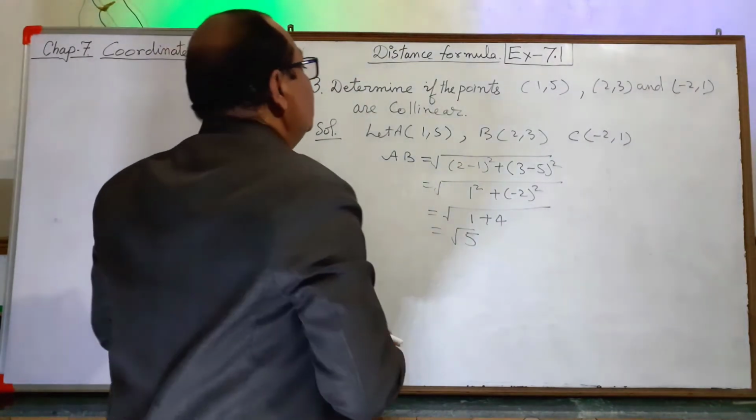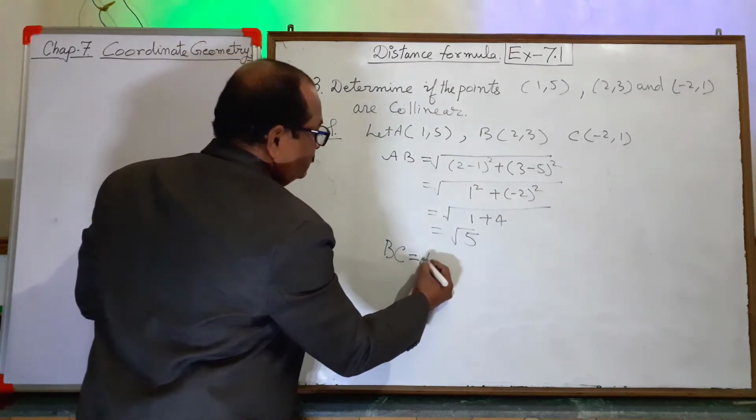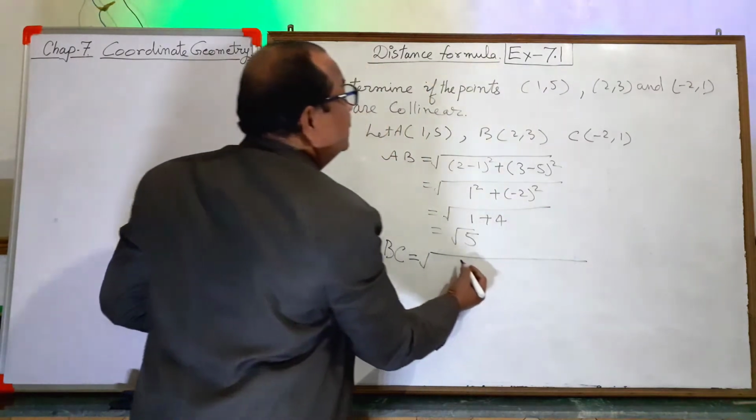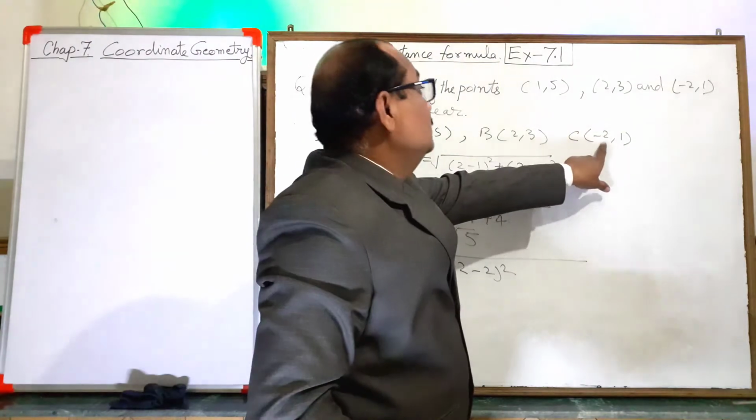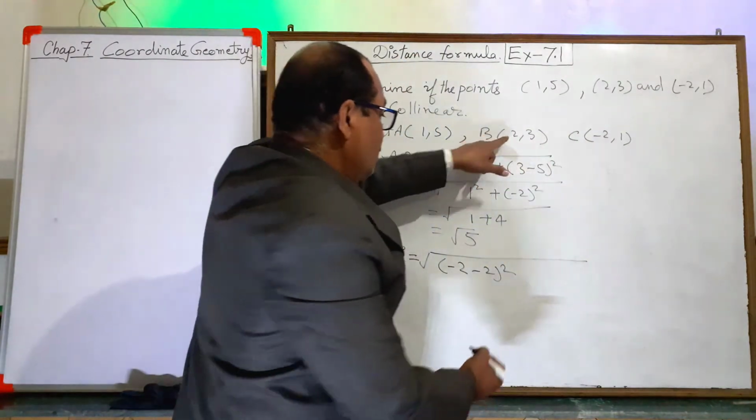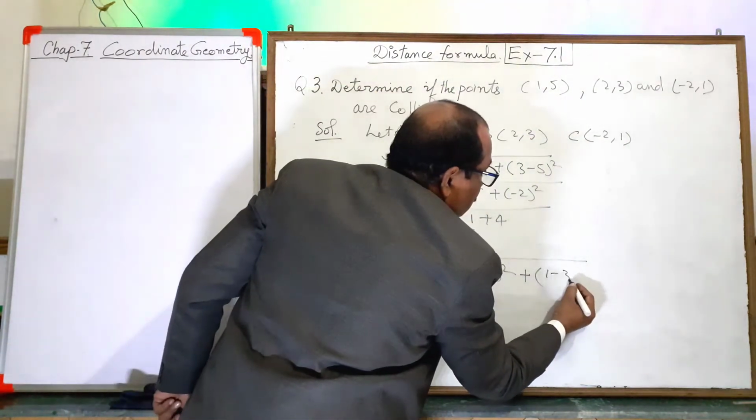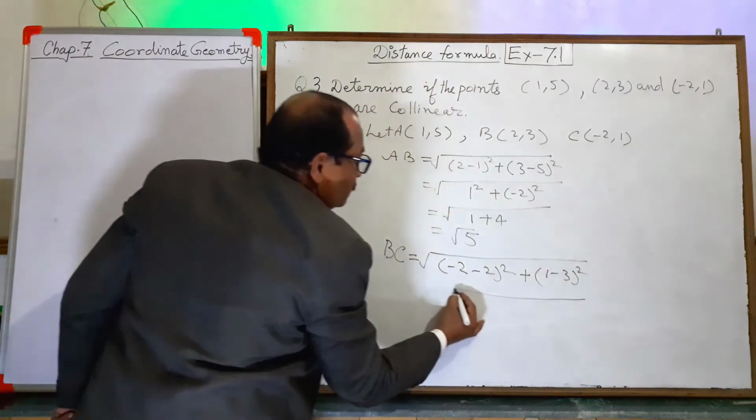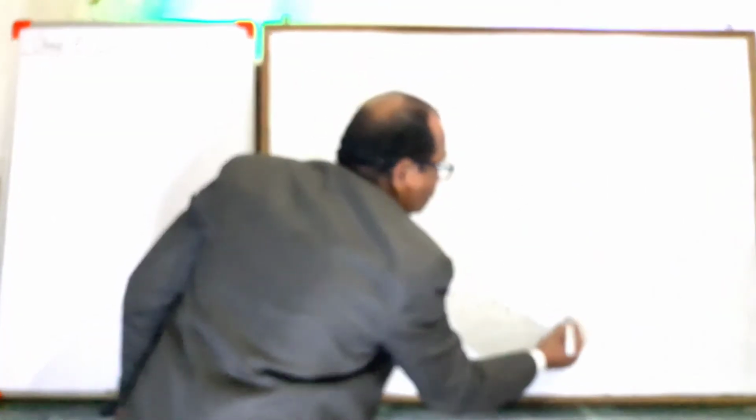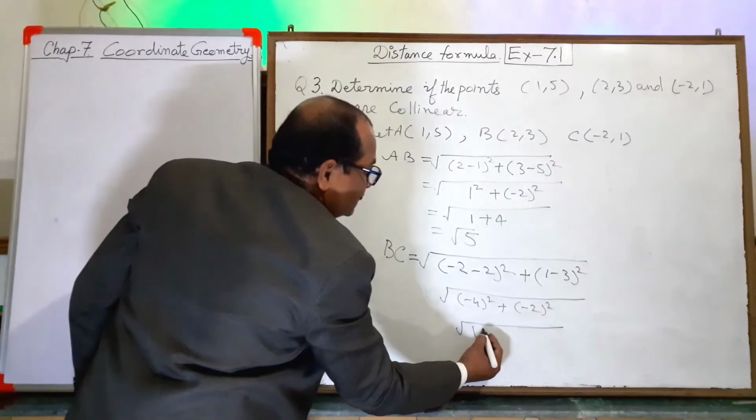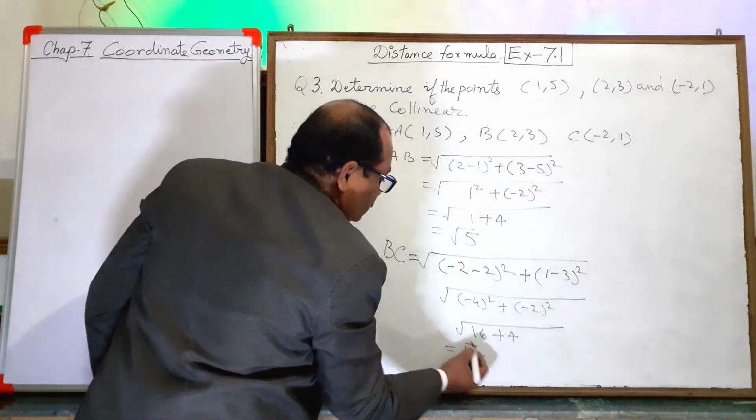Come to see the next value BC. You can calculate the distance between points B and C: (-2 minus 2) whole square plus (1 minus 3) whole square. Now this is (-4) whole square plus (-2) whole square. You can see it is 16 and it is 4. It is coming under root 20.